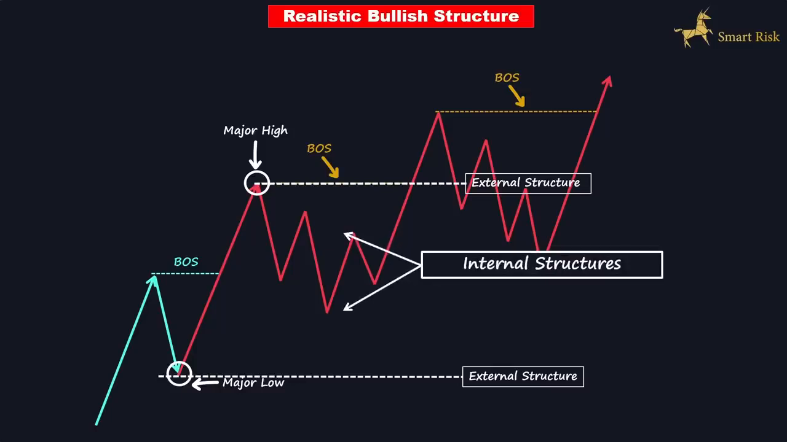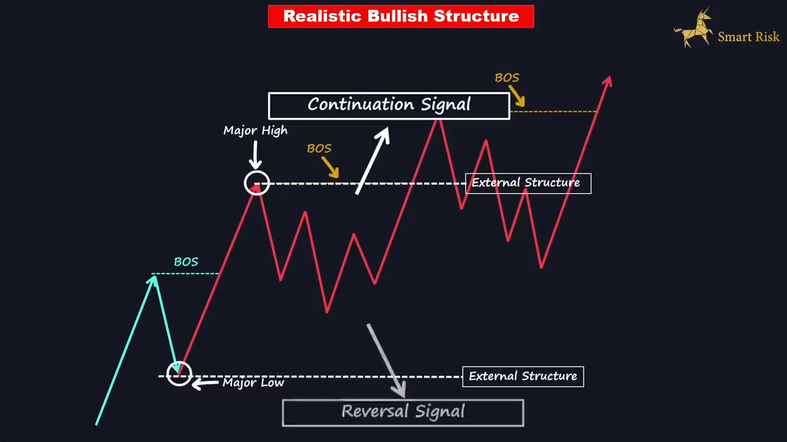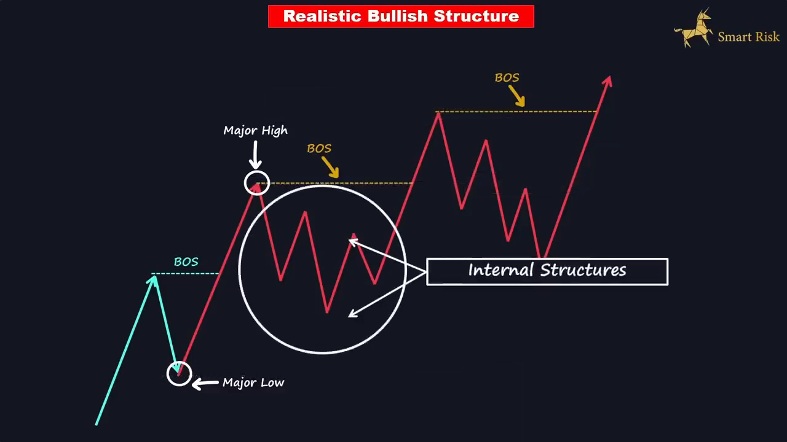If the price breaks the major high to the upside, creating a break of structure, BOS, it signals a continuation of the trend. However, if the price falls below the major low, we should consider it as a trend reversal signal. The specific internal price action within the range of external structures doesn't matter, as long as the price remains above the most recent major low. As long as this condition is met, we consider the market to be in a bullish state.